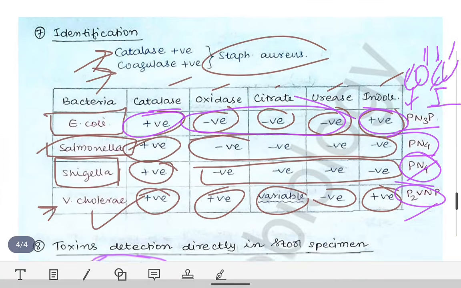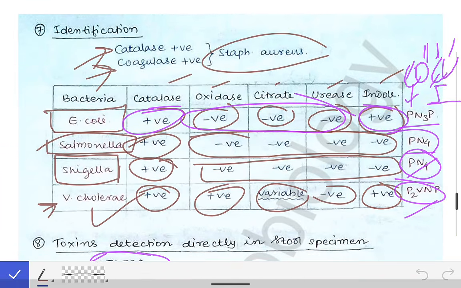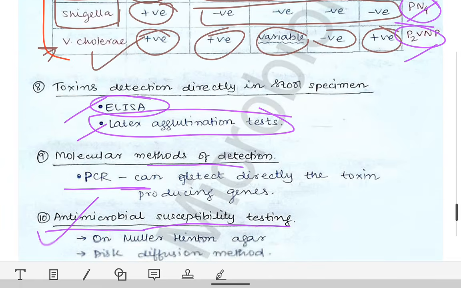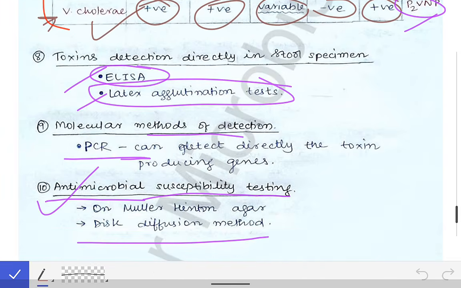After the gram stain, then you have to do the identification part. The identification part includes catalase, oxidase, citrate, etc. tests that you have to do, and write the test results of all the suspected microorganisms, and then you have to detect the toxins with the help of ELISA or the latex agglutination test that you can use. Other than that, you have got the PCR, that is the molecular method of detection. By the PCR, you can detect those toxins. And then antimicrobial susceptibility testing can also be done to find the best antimicrobial for the food poisoning.